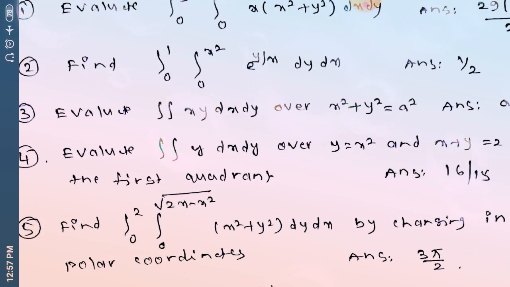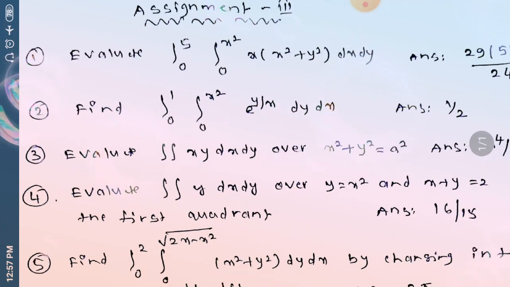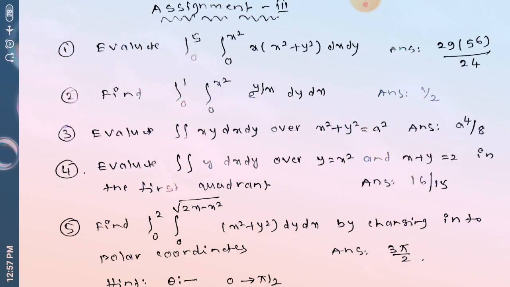If I take the first one, evaluate the double integral 0 to 5, 0 to x square, x into x square plus y square, dx dy. This is your problem. Whenever such a problem is given, you just look at the limits of the integrals. One integral consists of real numbers, 0 to 5, and another integral is 0 to x square. So the second integral involves the variable x, so automatically you can say that these limits correspond to the variable y.